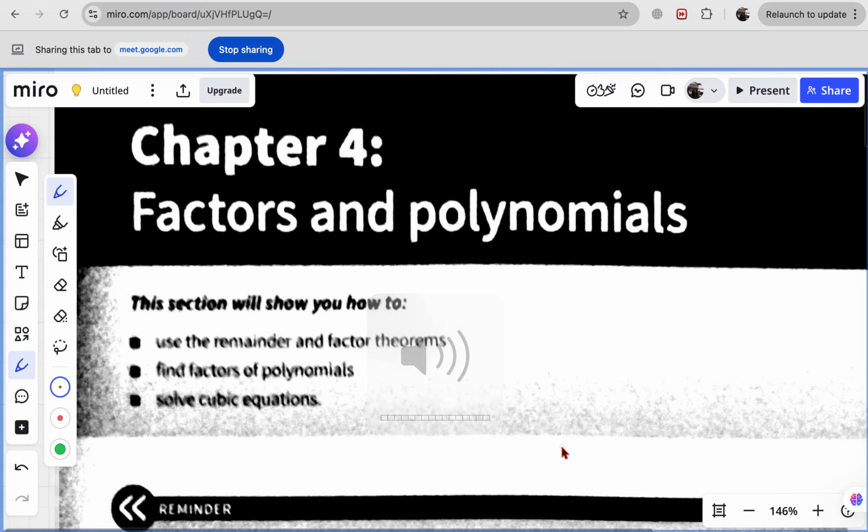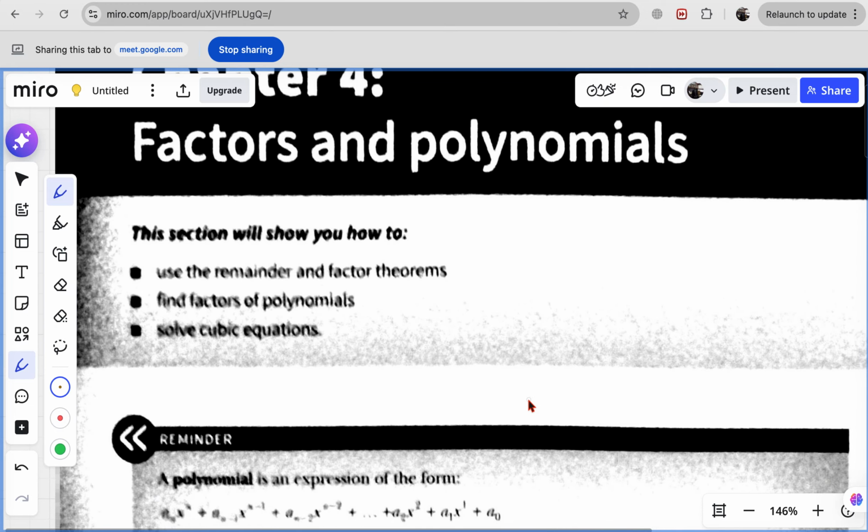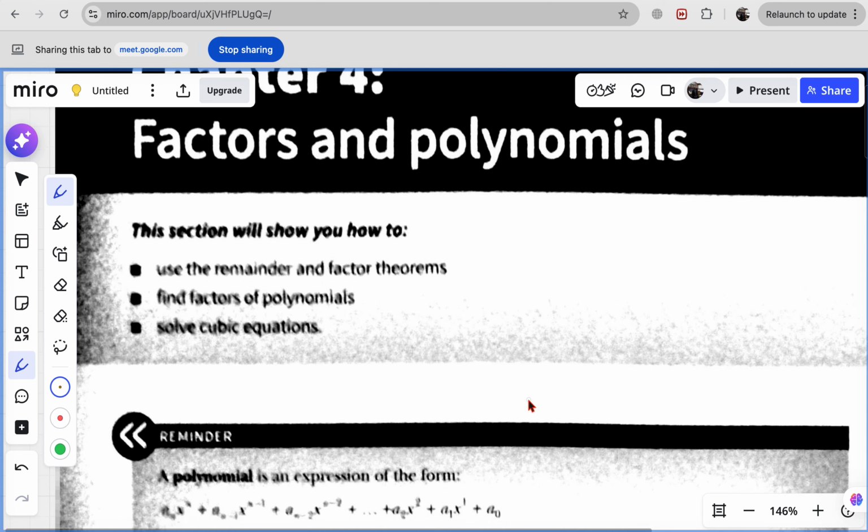Today, we're looking at additional mathematics, chapter 4, factors of polynomials. Here, we are supposed to quickly have an overview and a reminder on the factor theorem. And then we also need to quickly get abreast with how to find factors of polynomials and also to solve cubic equations. So these are the three big objectives for this chapter.